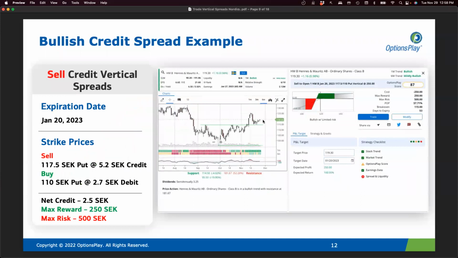So I'm going to use the same H&M example. Let's say you don't necessarily know that H&M is going much higher, but you just see that it's starting to trend higher, it's starting to look a little better, and maybe you think this trend is going to continue moving higher. So what I can do here, instead of buying the 117.5 call like before, is sell the 117.5 put option. I'm going to collect 5.2 crowns.